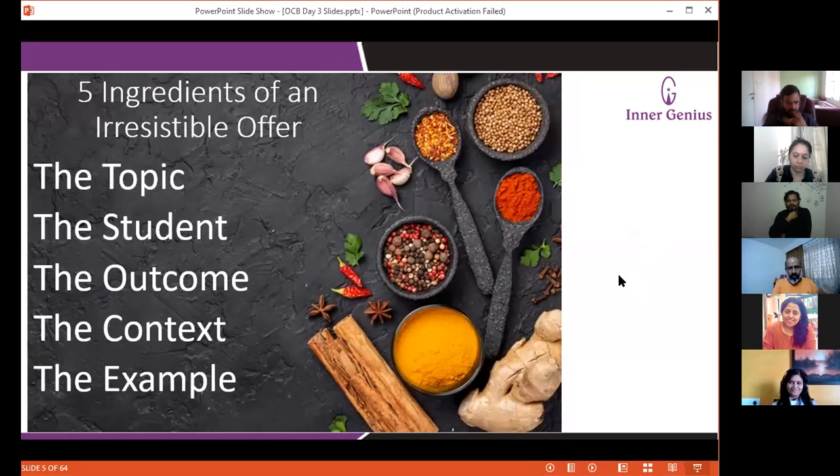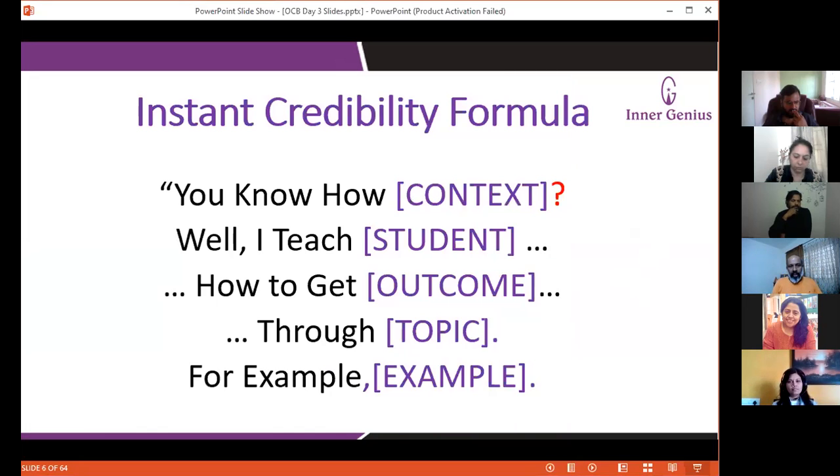Then we looked at the 5 ingredients of an irresistible offer: the topic, the student, the outcome, the context, and the example. And we all wrote down our instant credibility formula using this. Yesterday we looked at 3 people's formulas in the session itself.